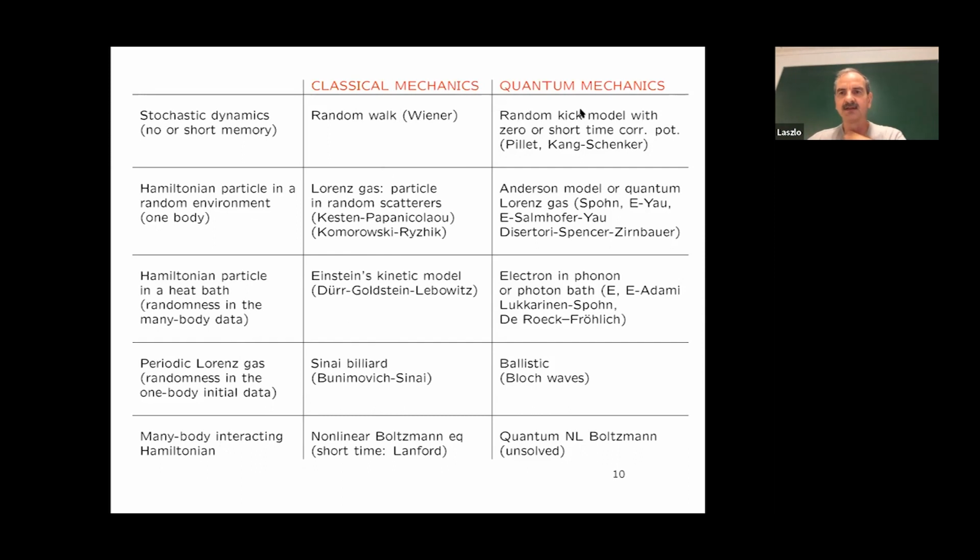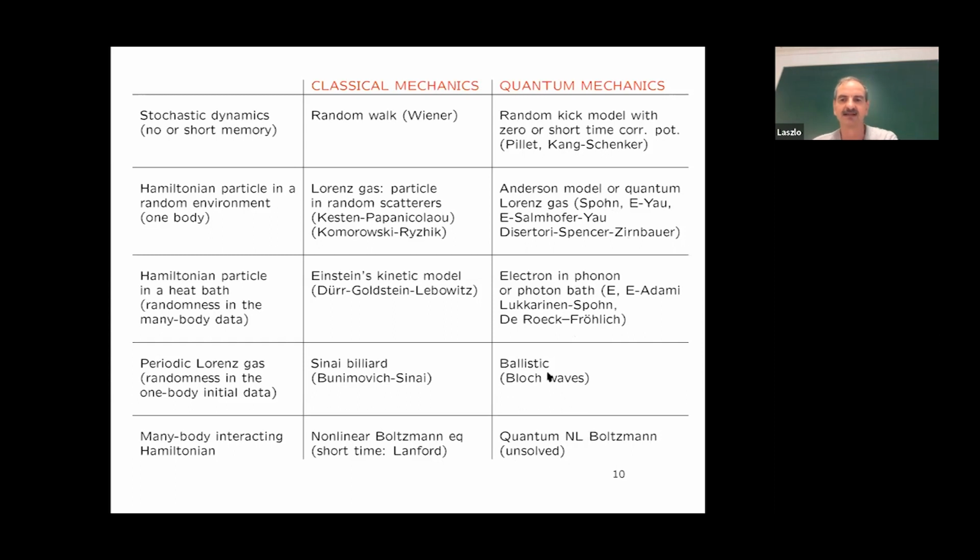And now we will talk about quantum mechanics, a quantum mechanical situation. And the interesting thing is this box here. So this is the Lorentz gas, random scatterers, but in a quantized way. So this will be our main playground. And let me just mention that the corresponding Einstein's model can also be treated basically with the same methods. The many-body situation, the quantum nonlinear Boltzmann equation, is a big unsolved problem. Nobody knows how to do that.